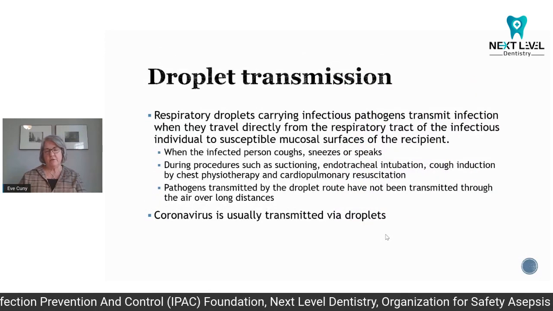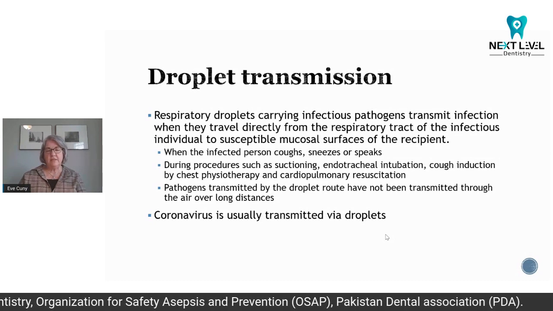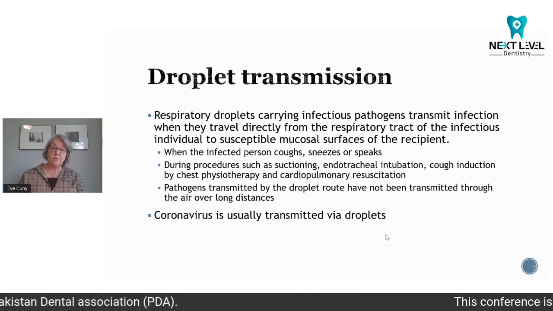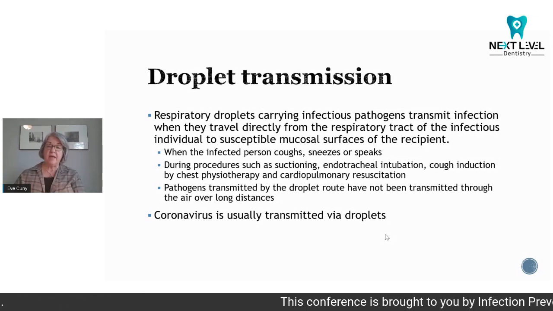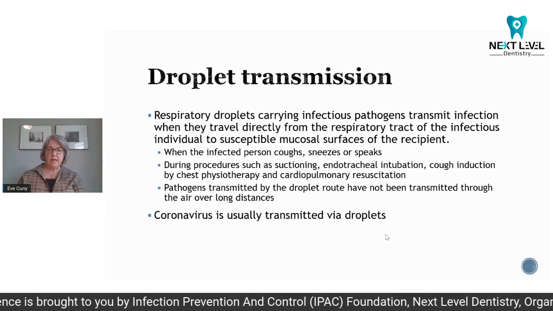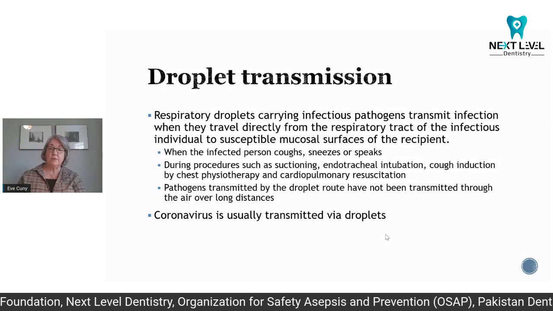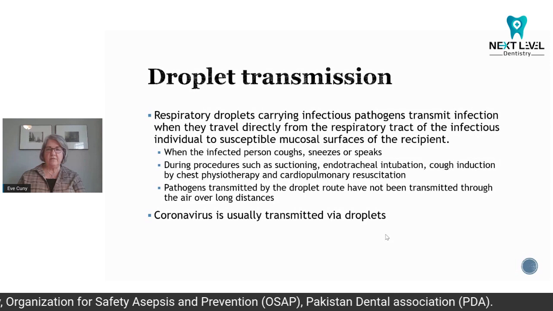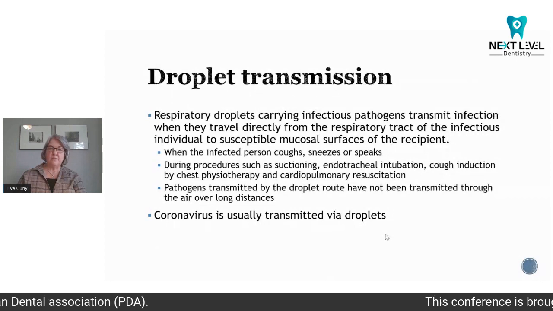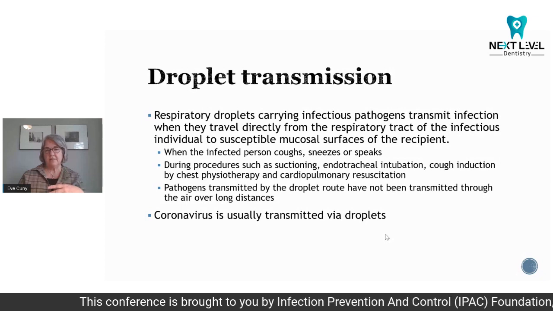Now, droplet transmission is where we really get to talk about COVID-19. COVID-19 is believed to be primarily transmitted through droplets. And droplet transmission occurs when respiratory droplets that are carrying infectious pathogens transmit an infection by traveling directly from the respiratory tract of the infectious person to an individual's susceptible mucous membranes. So for instance, when an infected person coughs or sneezes or even speaks, they can release these respiratory droplets that, if they come into direct contact with another person's mucosa, can cause disease transmission.